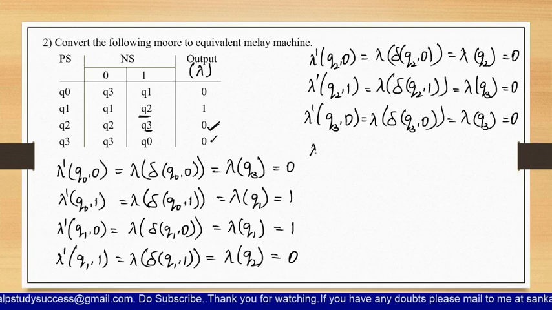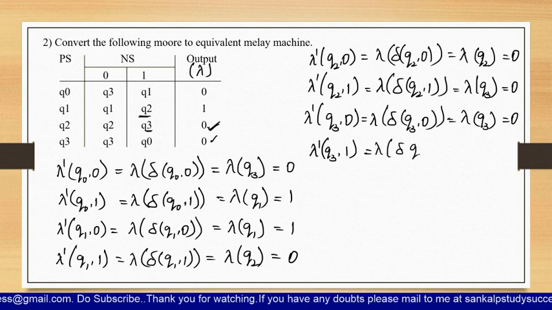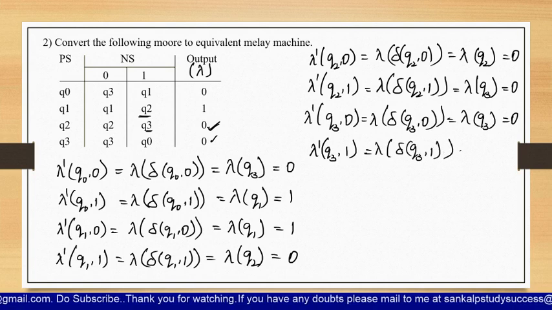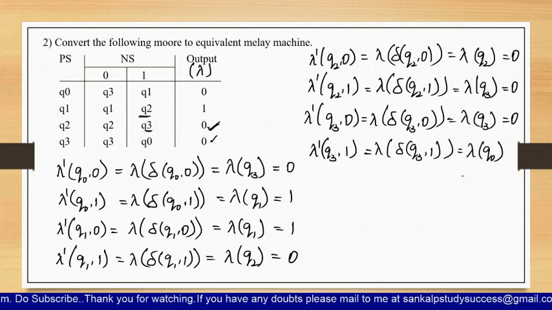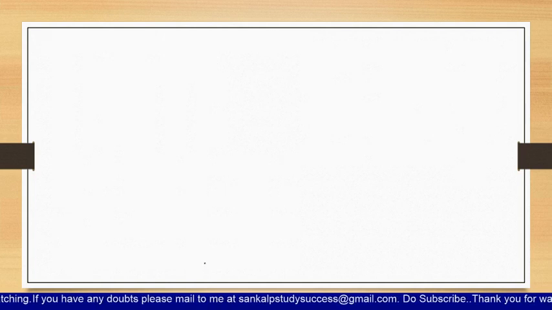Now the last thing is lambda dash of q3 comma 1. What is lambda of the transition function of q3 comma 1? q3 comma 1 is nothing but q0. So lambda of q0 is equal to 0. See here, lambda of q0 is 0. In this way we are going to find it for each and every state by applying each and every input symbol. Now let us draw the transition diagram for the given Mealy machine.